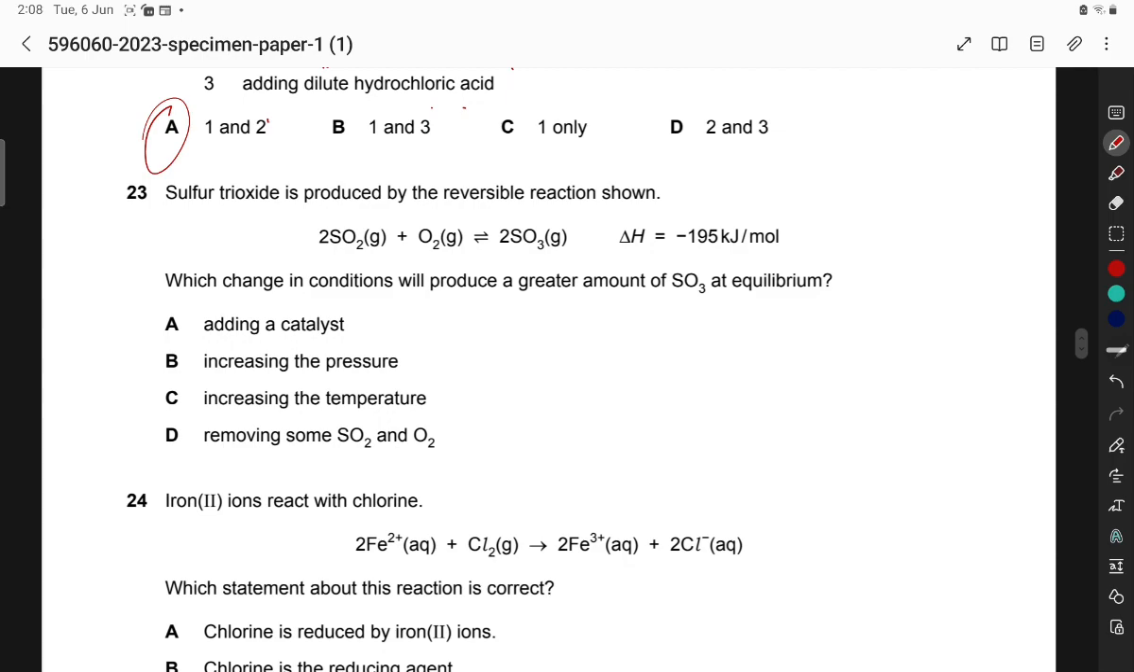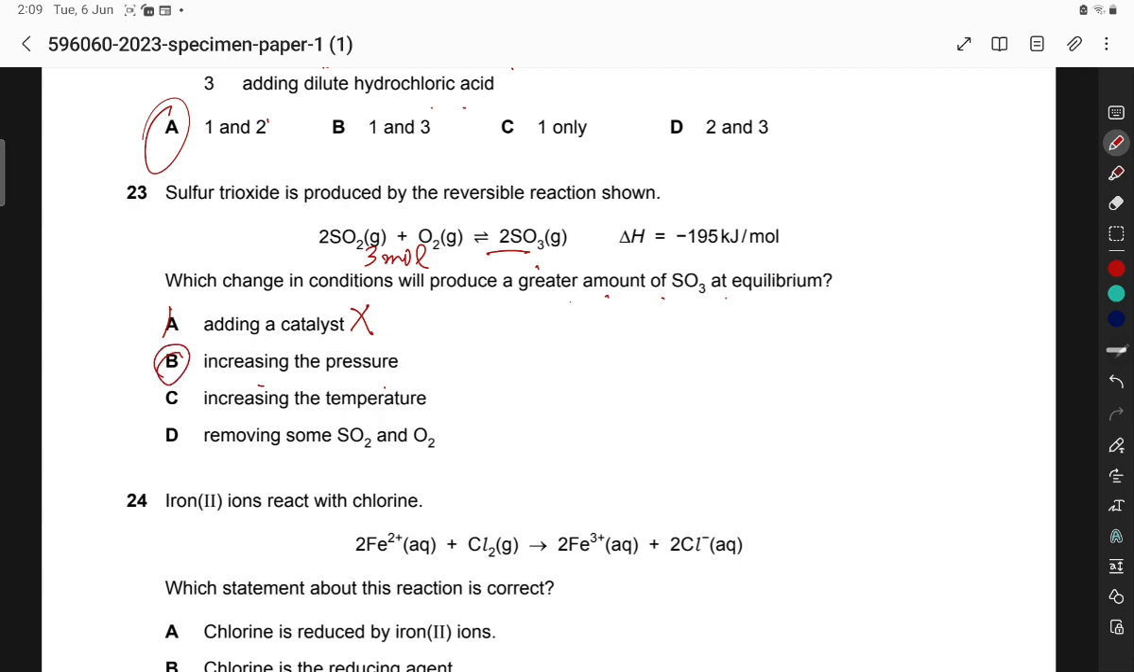Question number 23. Sulfur trioxide is produced by the reversible reaction shown. Which change in condition will produce a greater amount of sulfur trioxide? Adding a catalyst. Catalyst does not affect the yield of the product. Increasing the pressure. Yes, increasing the pressure, reaction will shift to the side with less number of moles. Over here 3 moles. On this side 2 moles. Increasing the pressure will produce a greater amount of sulfur trioxide at equilibrium.